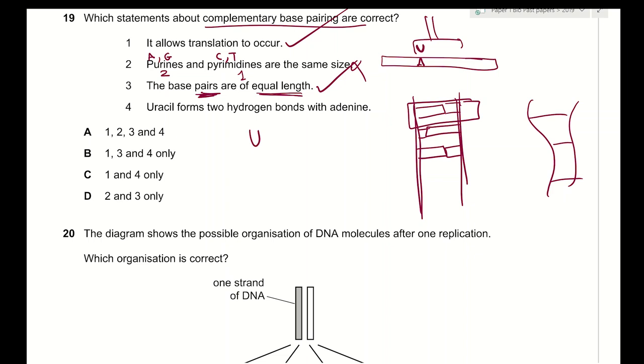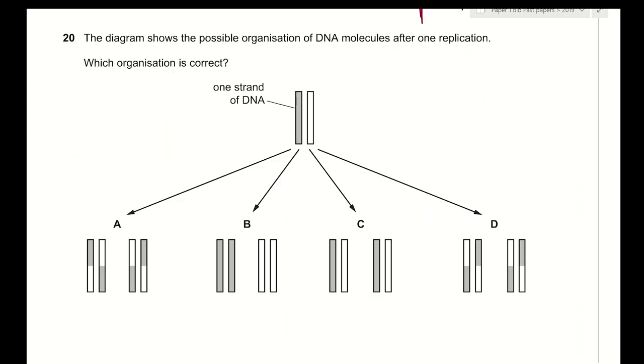This is correct also. Uracil forms 2 hydrogen bonds with adenine, and cytosine forms 3 hydrogen bonds with guanine. Therefore, this is correct, and the answer is going to be B. Question number 20. The diagram shows the possible organization of DNA molecules after one replication. Which organization is correct? Now, as we all know, DNA replicates by semi-conservative DNA replication by means.